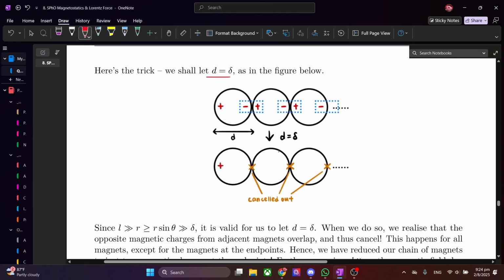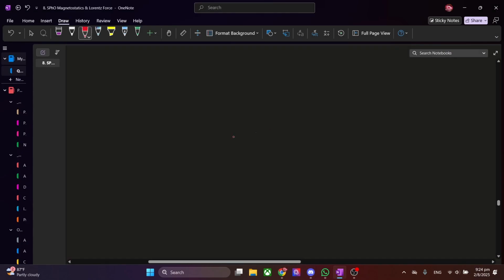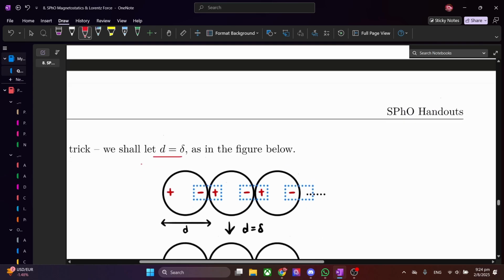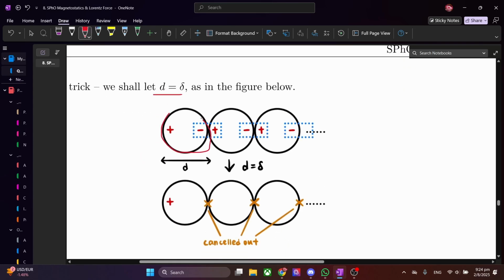So what actually happens is that basically this is a diagram. Your magnets look something like this, and they're bound together by magnetic attraction now, because your magnetic moments point like this in the same direction.